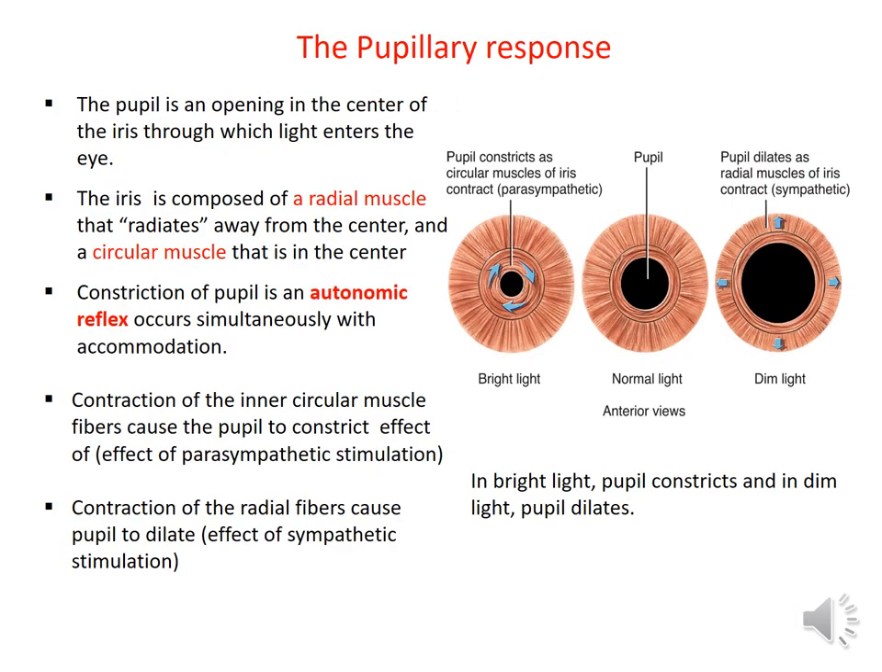The pupillary response. We understand that the pupil size is controlled by two muscles: the constrictor pupillae muscle, supplied by the parasympathetic nervous system, and the dilator pupillae muscle, supplied by the sympathetic nervous system. So, under the effect of the sympathetic in dim light, we have pupillary dilatation to increase the amount of light entering the eye. Under the effect of parasympathetic stimulation in bright light, we have what? Pupillary constriction. So we can change the size of the pupil according to the amount of light.